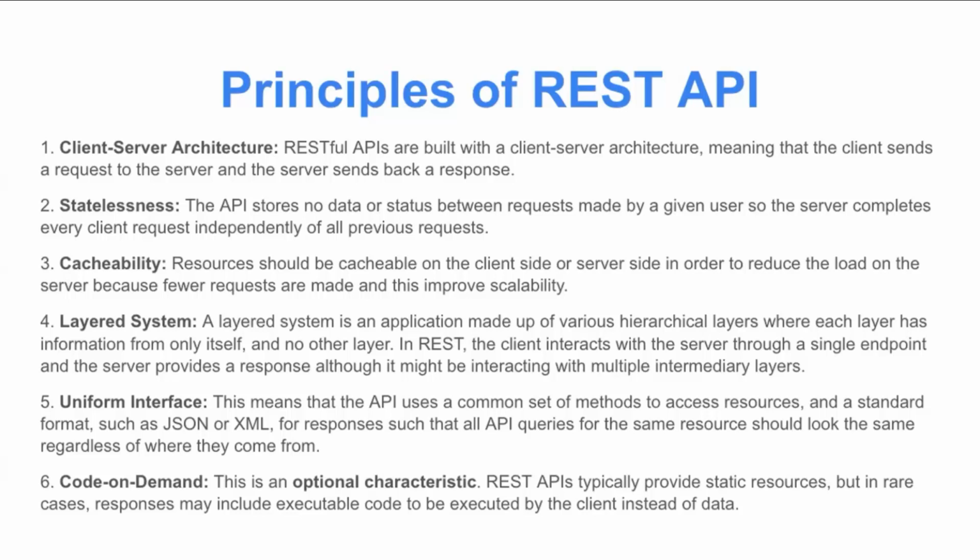Another principle of the REST API is code on demand, which is an optional characteristic. Basically, for every description that I've given earlier, a REST API is providing a static response. This could be a database entry. But in rare cases, these responses can be executable code that can be executed by the client instead of just sending back some data.